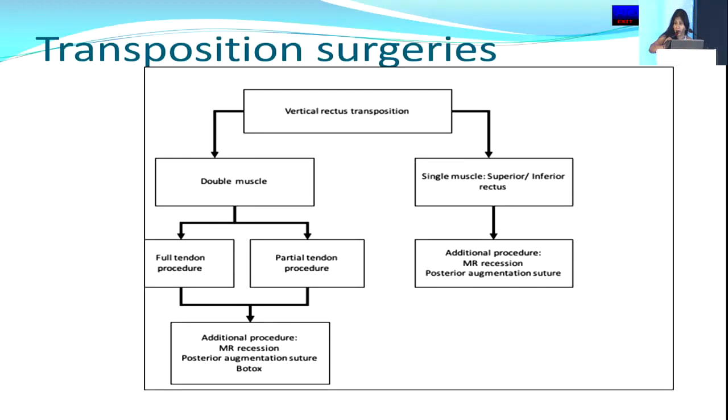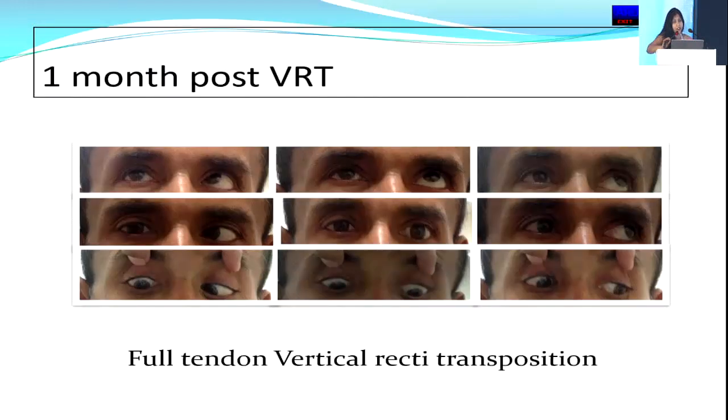You may choose to do a double vertical muscle transposition, or a single vertical muscle transposition. You may choose to do a full tendon transposition or a partial tendon transposition, depending on your need to do the MR recession and the amount of deviation. In this case, we chose to do a full tendon vertical recti transposition, and you can see that the patient recovered good abduction, as well as alignment.